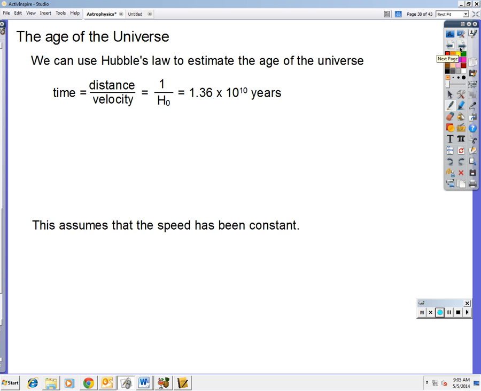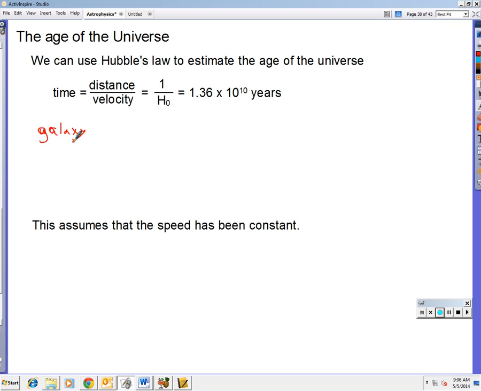The Hubble constant also gives us a useful way to estimate the age of the universe. Now, if we imagine a star or a galaxy that has been moving away from us for a time t, okay, so a galaxy has moved a distance d at speed v, that's assuming constant speed, of course. The amount of time it's taken to get there is d over v.